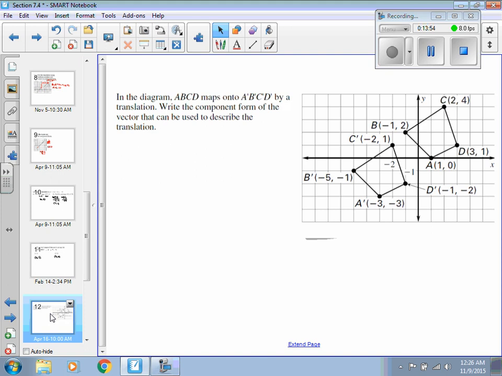In our diagram, ABCD is going to map onto A prime, B prime, C prime, D prime by a translation. We want to write the component form of the vector that can be used to describe a translation. What we have to do is pick one point, and it does not matter which of the 4 points you use, because when you translate a figure, all 4 points should move the same.